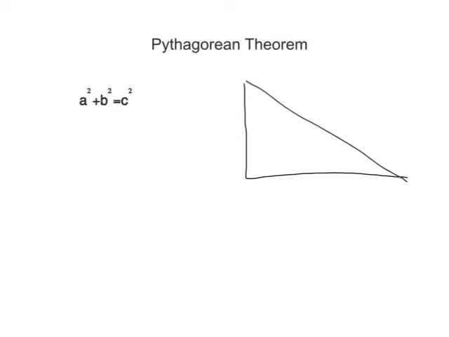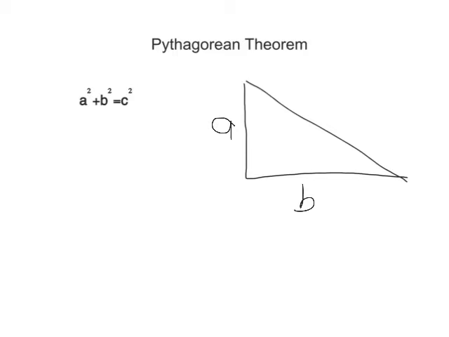In this video, we're going to talk about the Pythagorean theorem and how we can use it to solve application problems with quadratic equations. The Pythagorean theorem is a theorem that relates the three sides of a right triangle. The two shorter sides of the right triangle are called legs. And in this instance, we're going to label one leg A. We're going to call the other leg B.